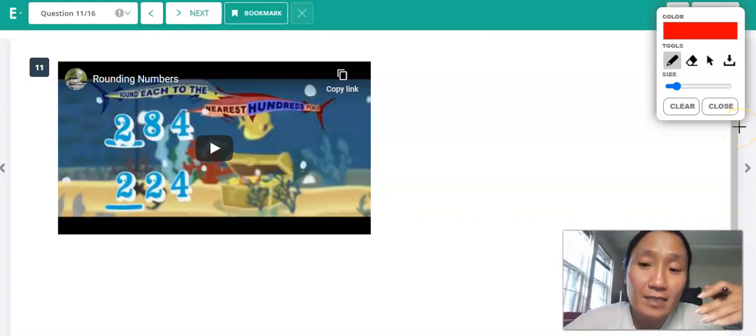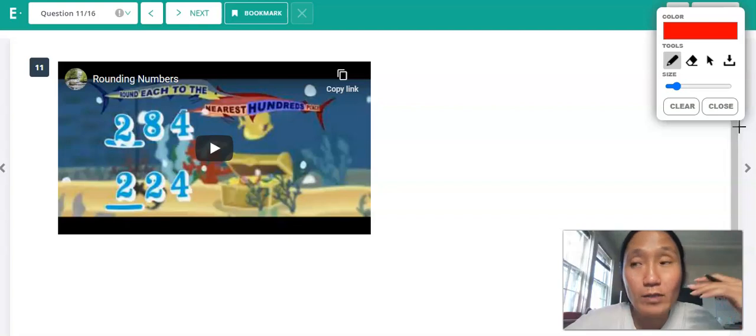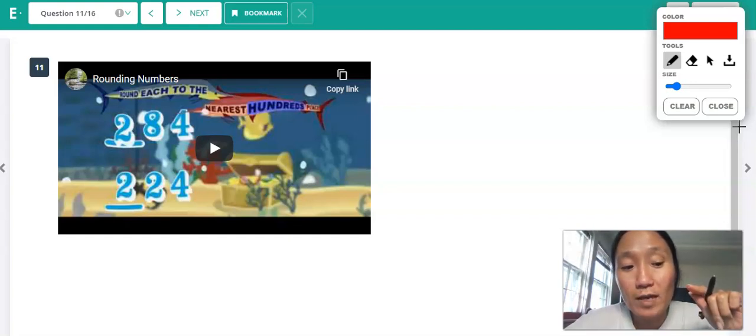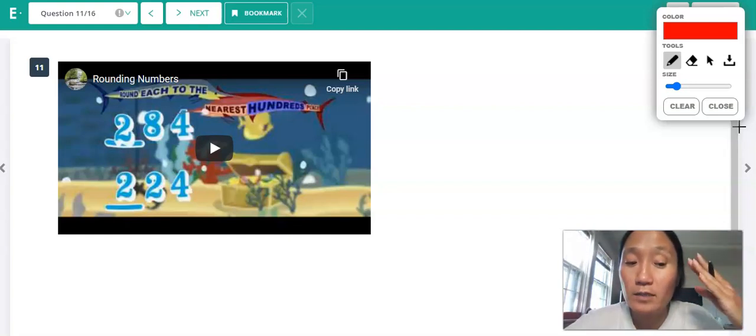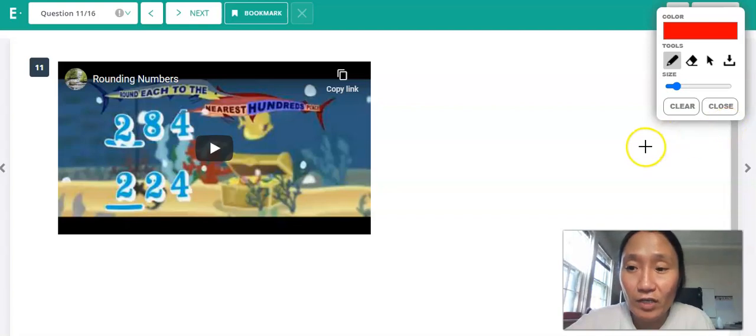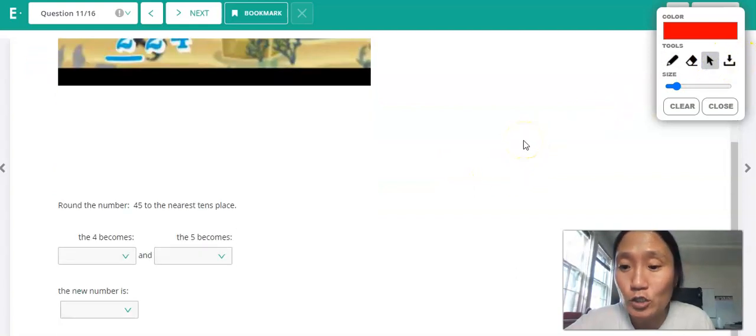Now looking at the next standard, you need to be able to round, and by the end of the week you should be able to round any number up to 1,000,000, to the millionths place. You just watched the video about rounding numbers up to the hundreds place, but we are going to go much further than that. Today we are going to look at just the nearest tens place, okay? So I'm going to build you incrementally up to be able to round any number.